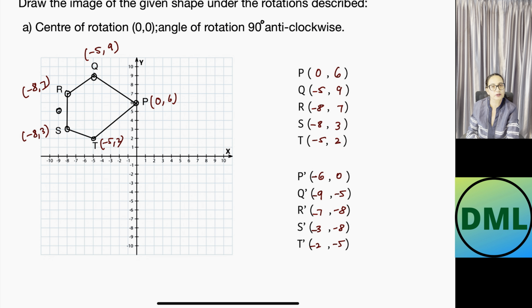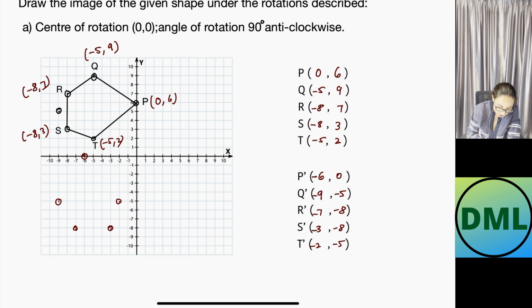Now let's plot the coordinates. Minus 6, 0 is here. Minus 9, minus 5 is here. Minus 7, minus 8 is here. Minus 3, minus 8 is here. Minus 2, minus 5 is here.